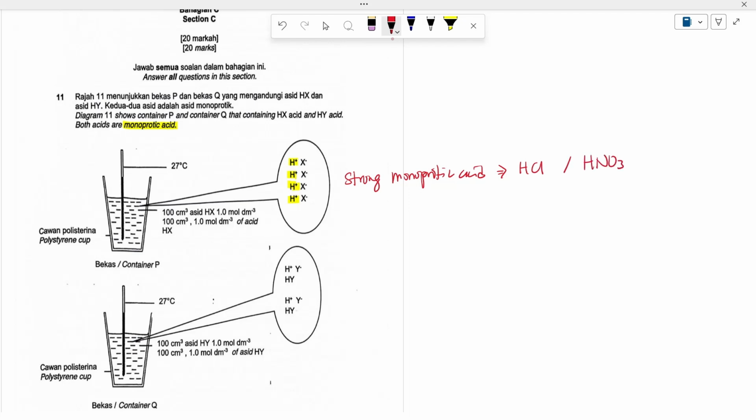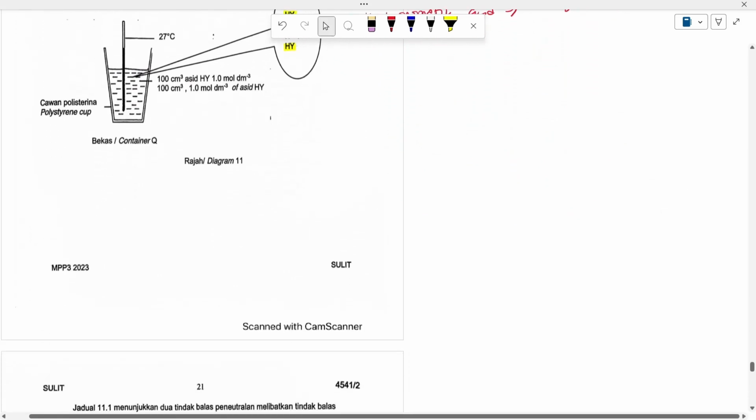Then for HY, you see not all are ionized, right? There are still some existing in molecule form, meaning this one is a weak monoprotic acid. The only example we always use is ethanoic acid, CH3COOH. Now let's see the questions.